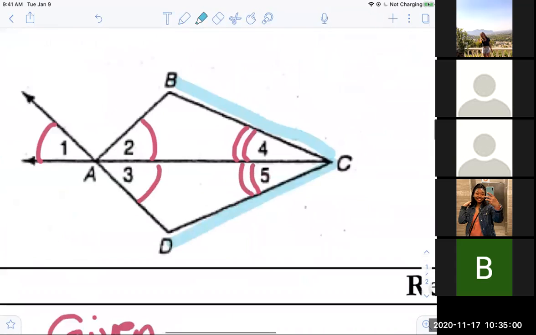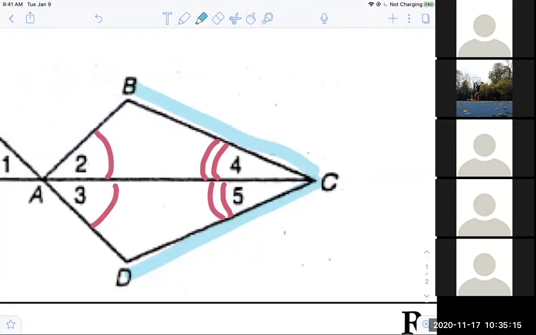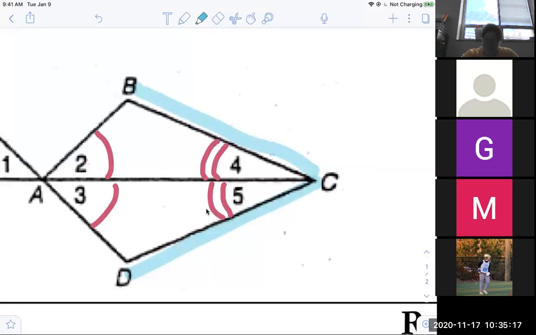So if you just look at the picture here, look at those two triangles. What would we need to know in order to make the triangles congruent? Because right now we only have two pairs of angles. We need another side to make it like angle side angle. Do we have any other sides that we could say are congruent? Yeah, AC is reflexive. Reflexive, good.